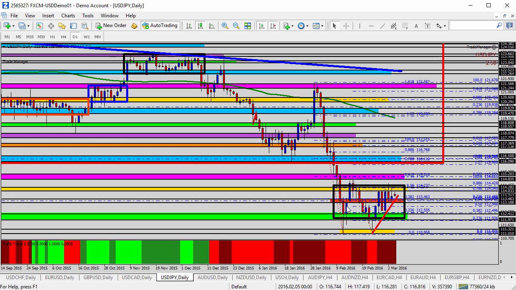Moving on to the U.S. yen. Again, look at this range. We've been stuck in this range, this black box. I put these black boxes on here on a daily basis just really to give us an idea of where the market is kind of ranging, stuck inside.